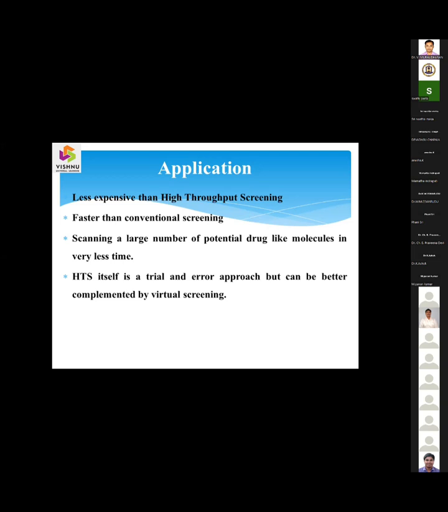Moreover, the major advantage is that it is less expensive than high throughput screening and faster than conventional screening, scanning a large number of potential drug-like molecules in very little time. High throughput screening itself is a trial and error approach, but it can be well complemented by virtual screening. We can go for the trial and error approaches many times by using this computer-aided drug design.